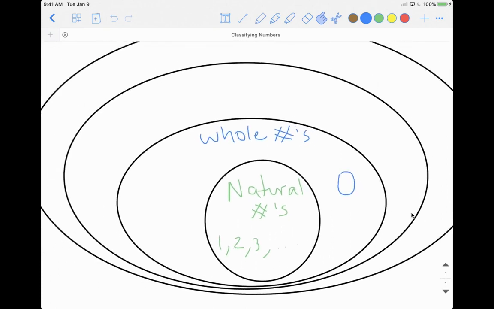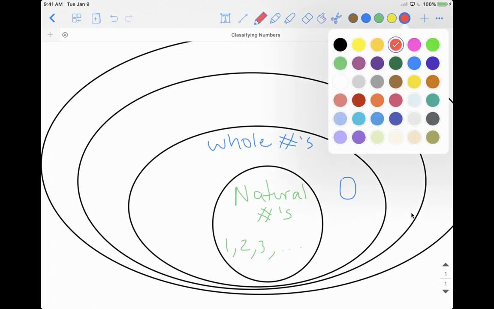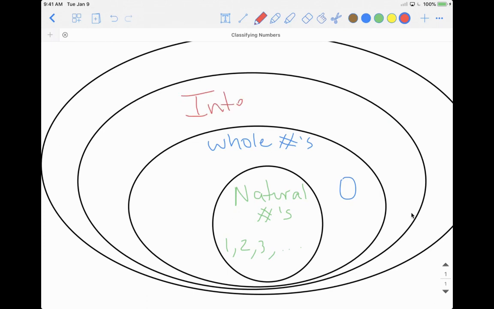As we keep moving out, we get to our next ring, which is our integers. And integers, we have all of our natural numbers, right? So natural numbers, we add in our zeros, and now we're going to add in our negative numbers, right? So you get -2, any negative, right? -10. But integers are still also all of these numbers on the inside here, right? So it's got our whole numbers and our natural numbers.